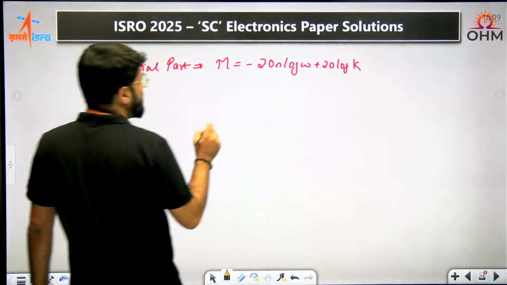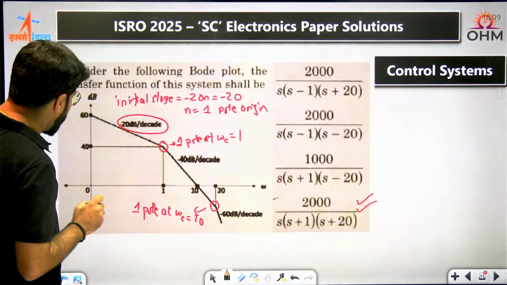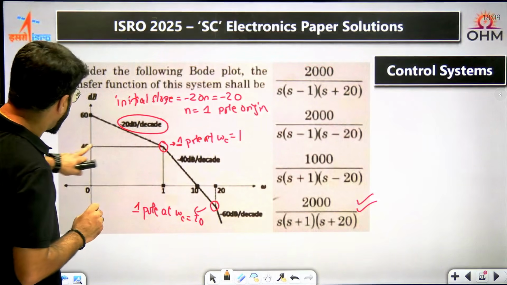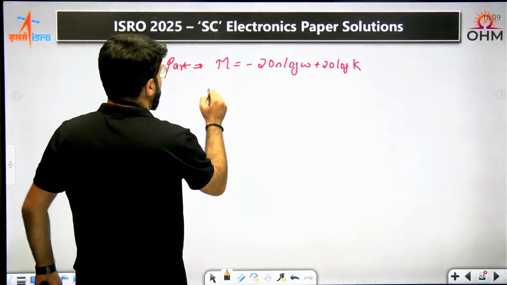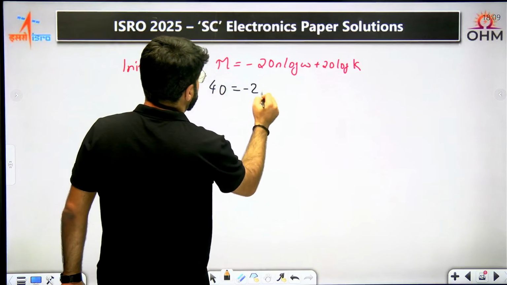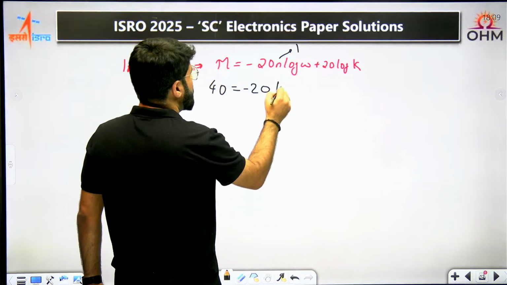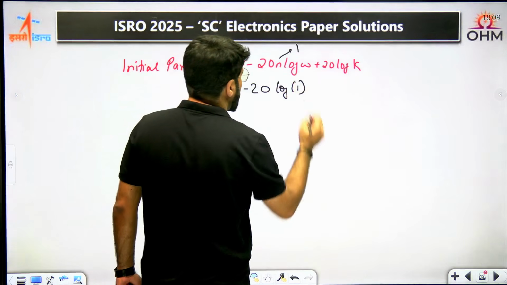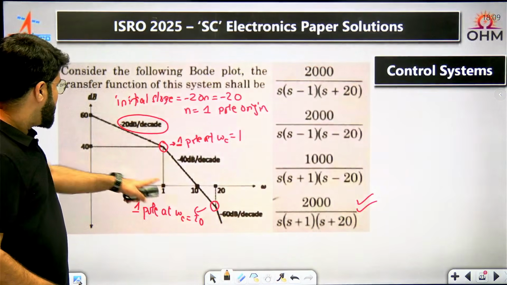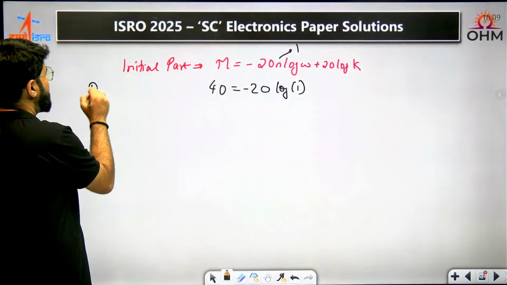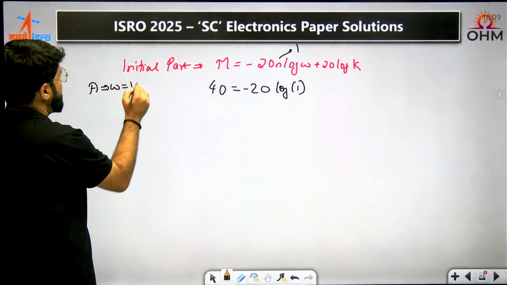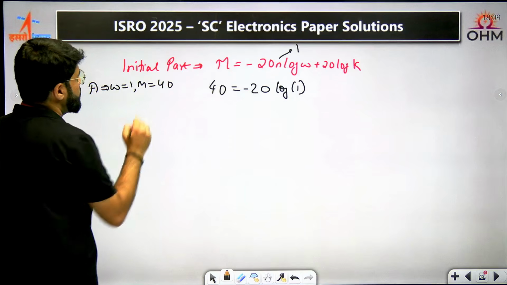So now let's use this magnitude. You are able to see that at omega 1, magnitude of 40 is given. So magnitude equal to 40 is minus 20, and already we highlighted 1, so log of omega, omega 1. I'm using this point. Suppose this point I call point A. At point A, where omega is 1, magnitude is 40 shown to me, correct?